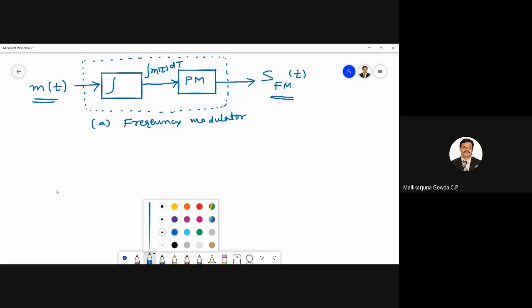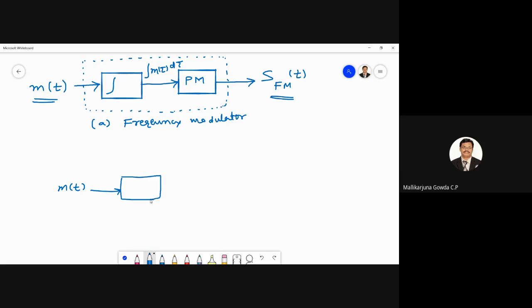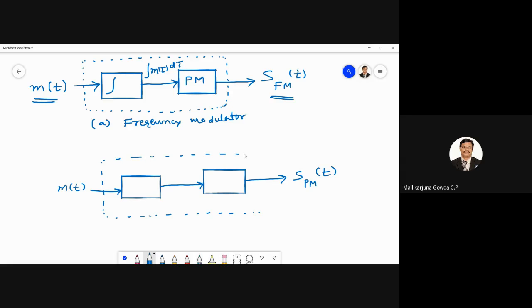So now let me say in the same fashion, m of t, okay, yes, PM of t I get here. Okay. Yeah, now you should be able to tell what should be written here inside the box. Differentiation, sir.